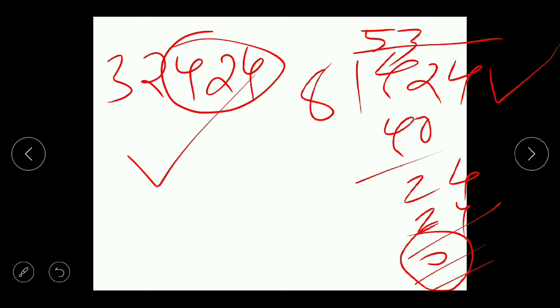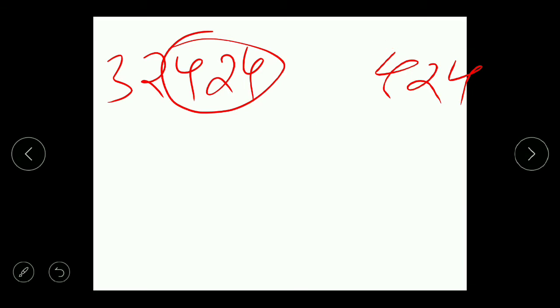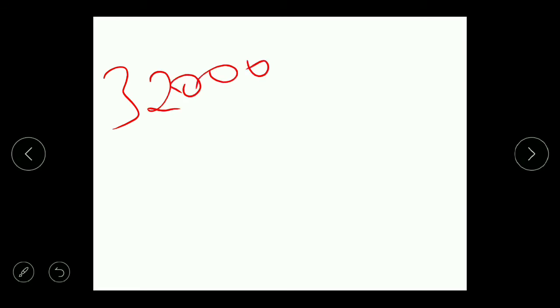Okay, so to check the divisibility of 8, we need to take the last 3 digits. If the number formed by the last 3 digits is divisible by 8, then the given number is also divisible by 8. Okay, then also 3200. Is this number divisible by 8? Yes, because the last 3 digits are 0. If the last 3 digits are 0, then also the given number is divisible by 8.